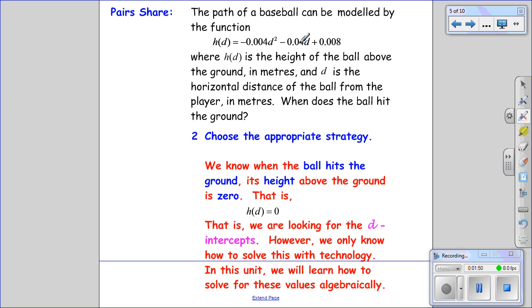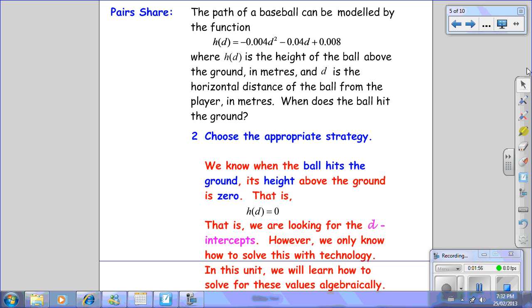We look at the example here. It talks about the path of a baseball that can be modeled by the function h of d is negative 0.4d squared, subtract 0.4d, plus 0.008, where h of d is the height of the ball above the ground in meters, and d is the horizontal distance of the ball from the player in meters. When does the ball hit the ground?